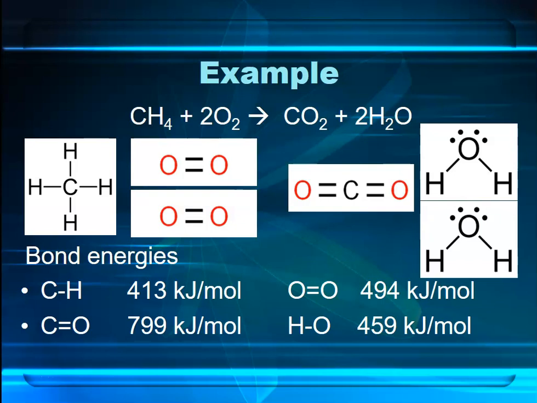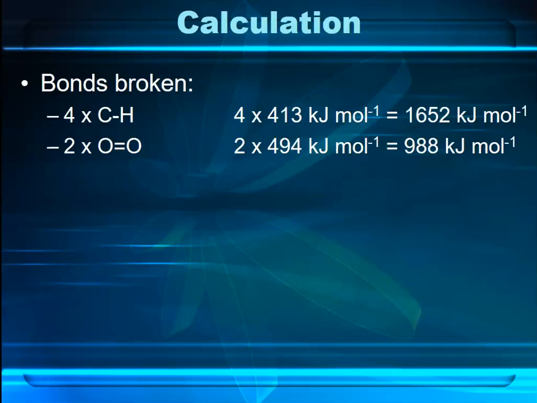So let's work through this calculation. My bonds broken, I've got 4 carbon-hydrogen and 2 oxygen-oxygen double bonds. And I can just multiply those numbers directly. I quite like working it out bit by bit, because then I'm less likely to stick it in my calculator in a silly way and mess it up. If you are really confident with your calculator skills, then feel free to try and stick it all in one big thing, but I don't like doing that personally.